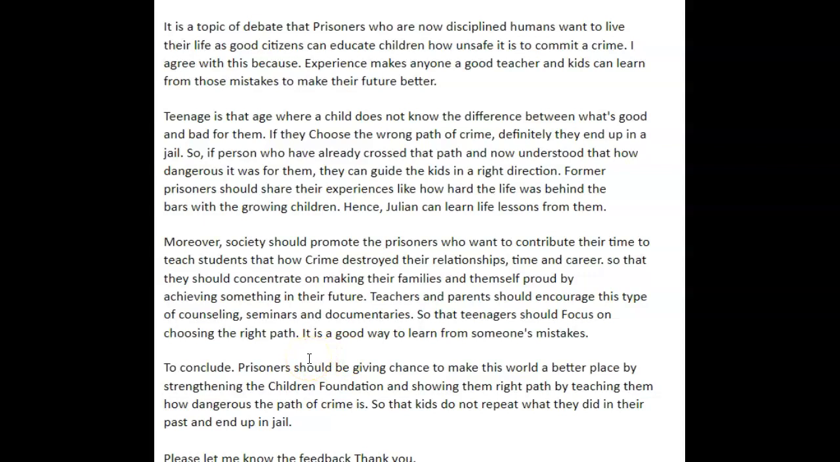So to conclude, comma, not a full stop. Prisoners should be given chances to make this world a better place by strengthening the children's foundation and showing them the right path by teaching them how dangerous the path of crime is. Again, no full stop here, so that kids do not repeat what they did in their past and end up in jail. Okay.